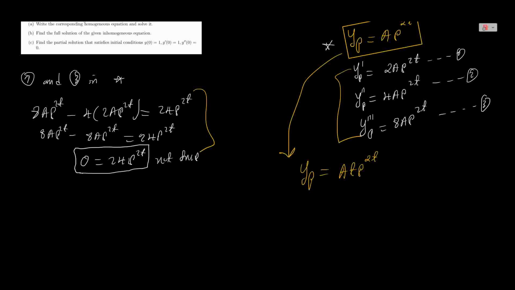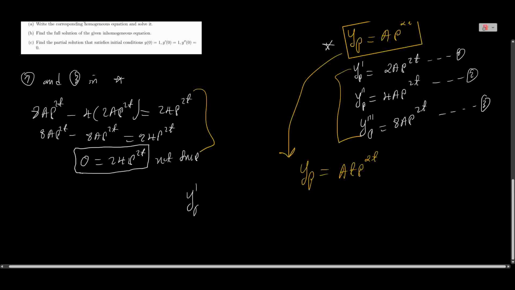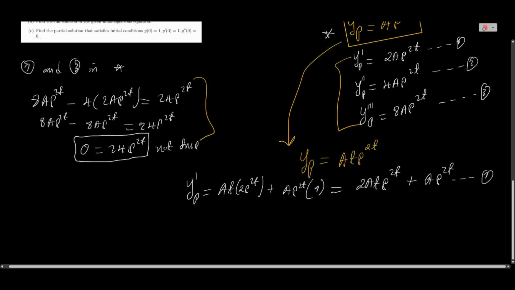Now what we need to do is look for the first derivative of our new particular solution, where we keep a as a constant. We differentiate e raised to the power 2t, which is 2e raised to the power 2t. Then plus, we keep a e raised to the power 2t constant and differentiate t, which gives 1. So this will be 2at e raised to the power 2t plus a e raised to the power 2t. This is our first derivative, equation 1, right?